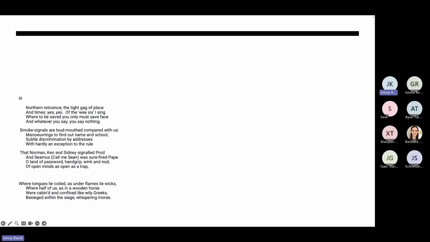So I'm quoting here the first section and the third section. You can see something like "besieged within the siege, whispering walls." Everyone can only secretly share what they're thinking, what they're feeling, but not openly so. But on the other hand, you're expected to say something because Seamus Heaney was famous. But if you say something, you will be attacked.